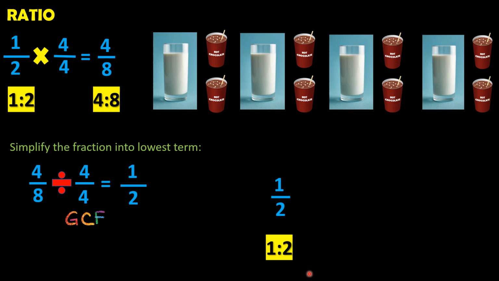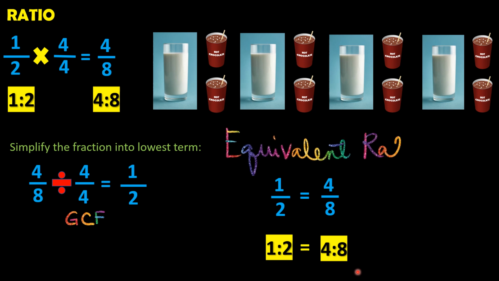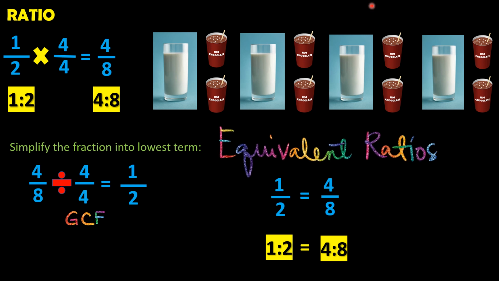Now, we have, again, our fraction or our ratio 1/2, which is equal to 4 over 8 when we multiply, or when simplified, 4 over 8 is equal to 1/2. We call these fractions or ratios equivalent ratios.